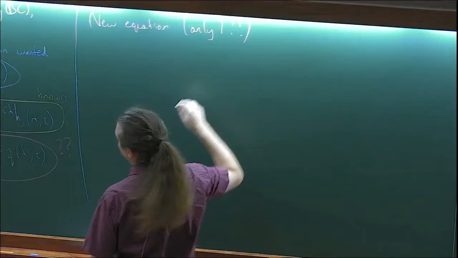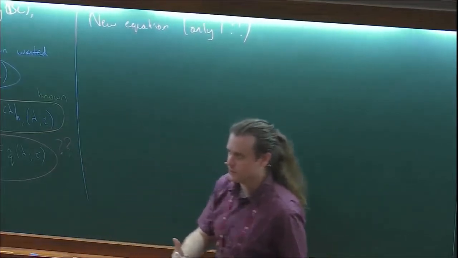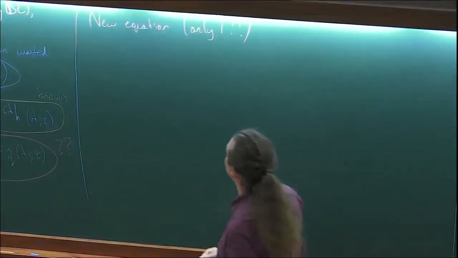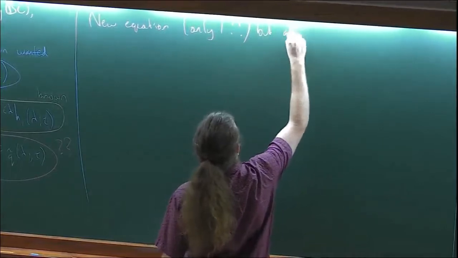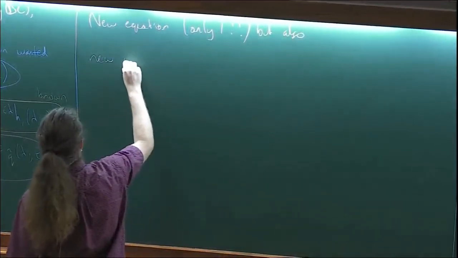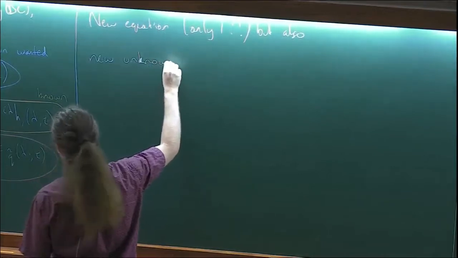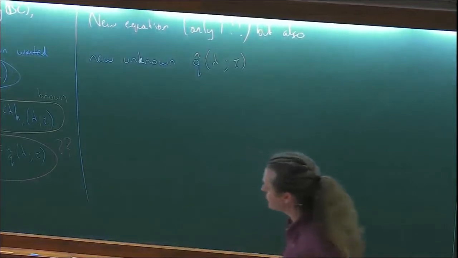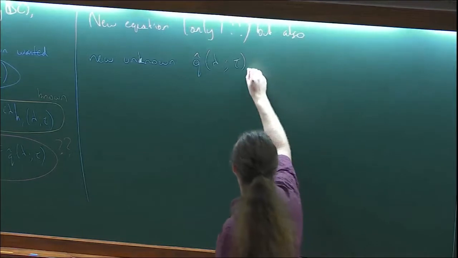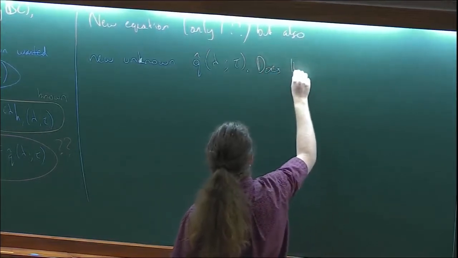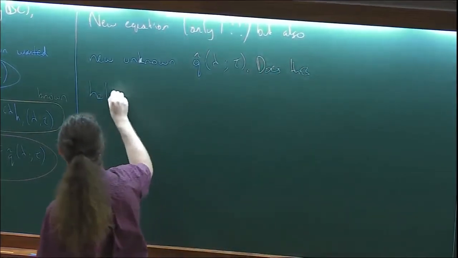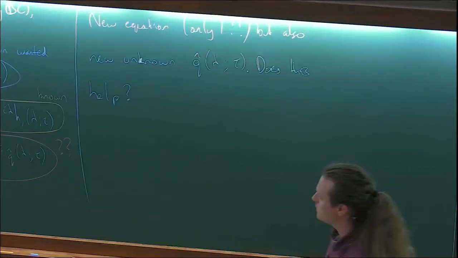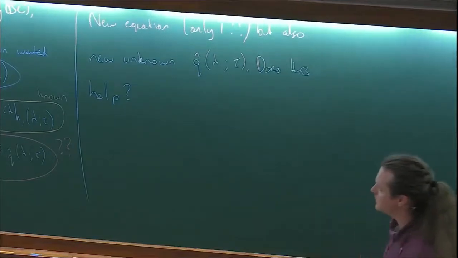New equation, only one, right? We've got two unknowns, we should have two equations if we want to hope to solve it. But also a new unknown, q hat of lambda taf, the Fourier transform of the solution of the problem at time taf. Does this help? Well, I hope to convince you over the next few minutes that actually it does.